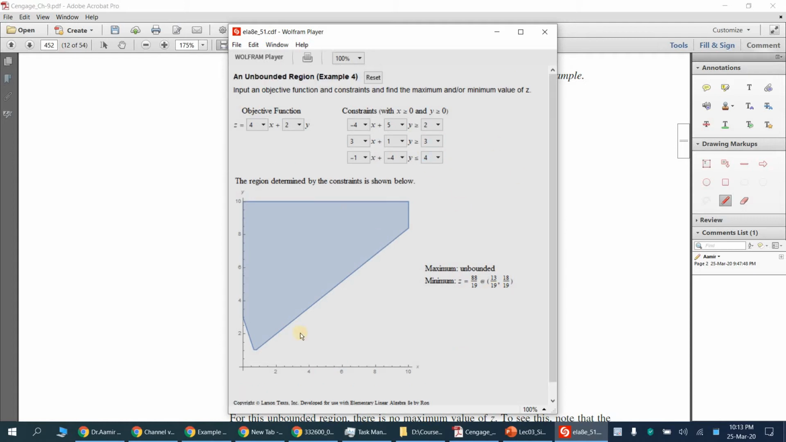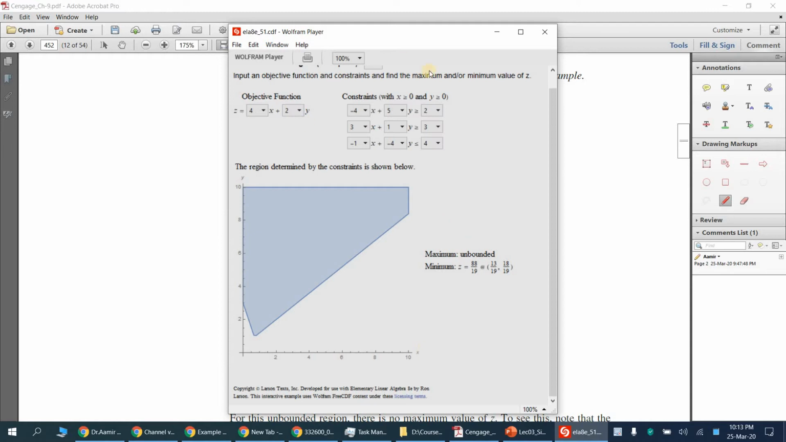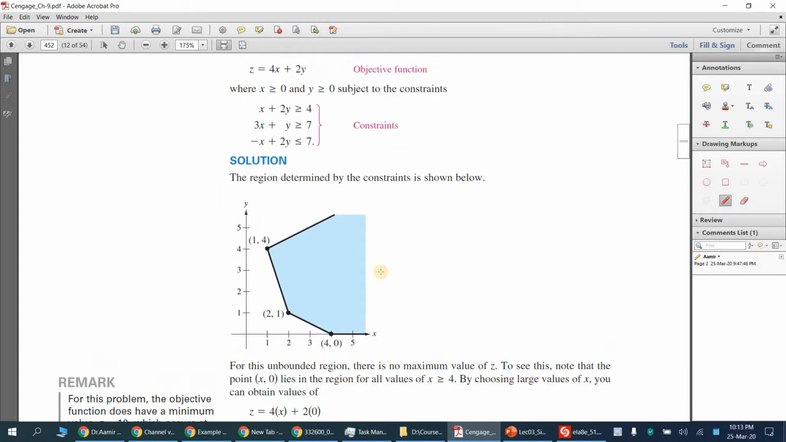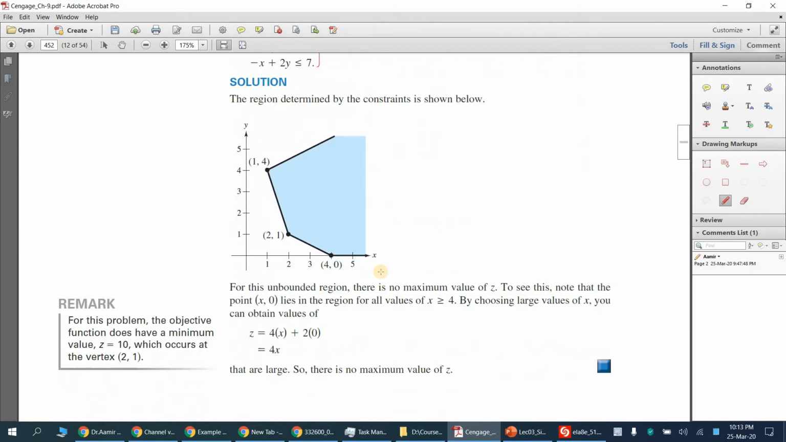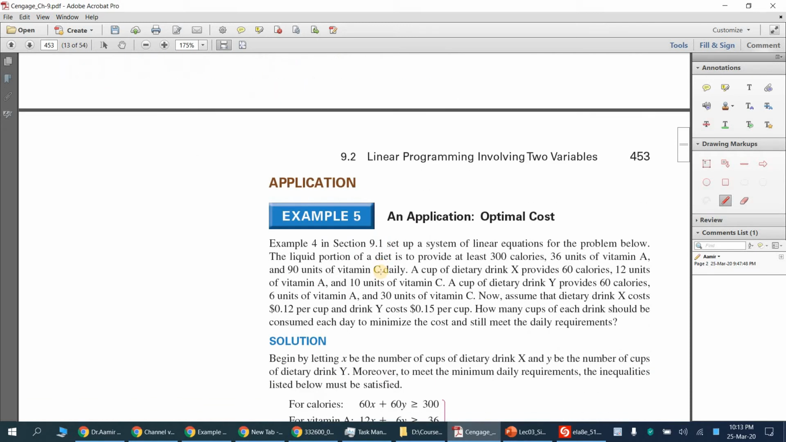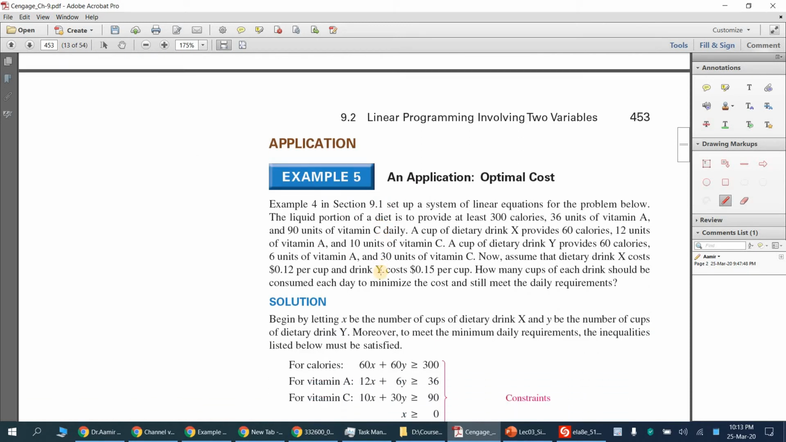So I suggest go through this example. It will help you grasp the ideas more concretely. So this was your unbounded graphical problem. Here is another example. So there are tons of examples. I suggest do it. It's a must.